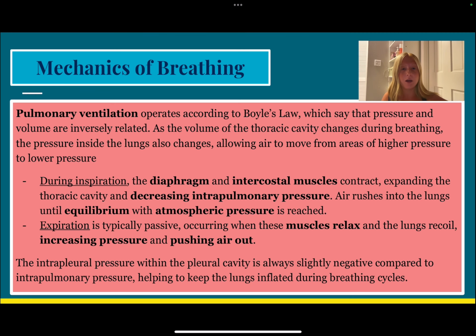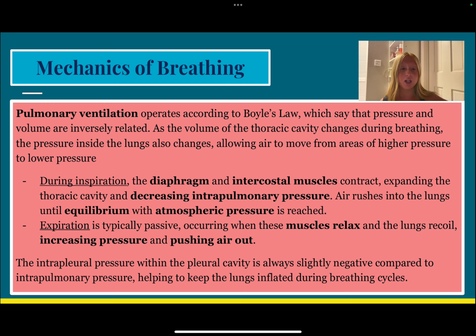Mechanics of breathing. Pulmonary ventilation operates according to Boyle's law, which says that pressure and volume are inversely related. As the volume of the thoracic cavity changes during breathing, the pressure inside the lung also changes, allowing air to move from areas of high to low pressure.